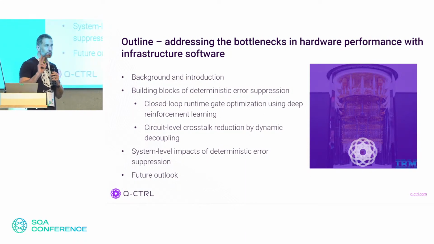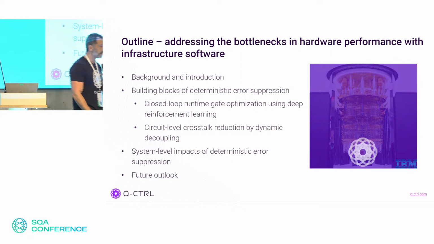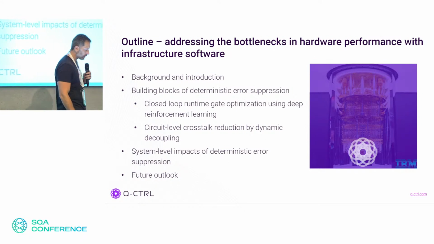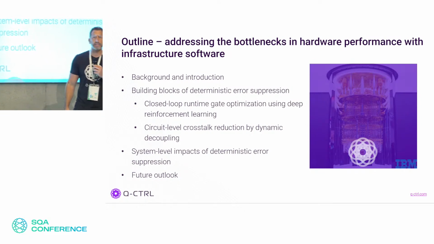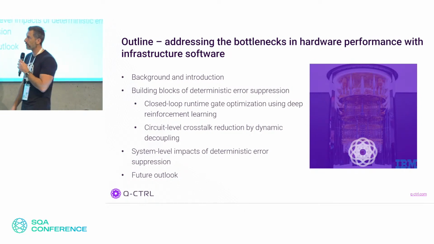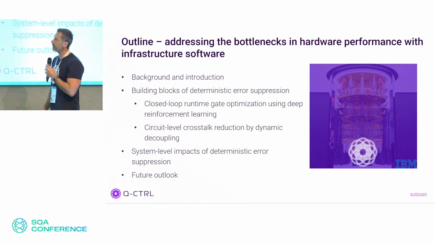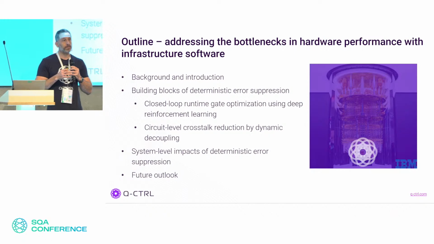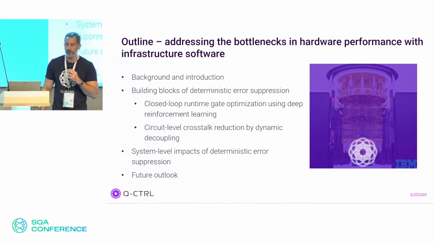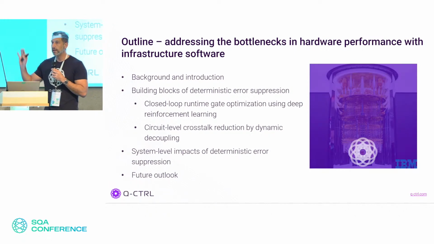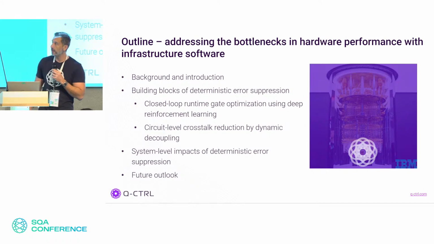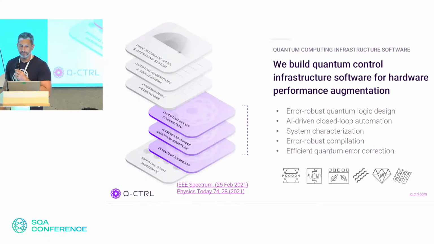I'll talk about 2 specific building blocks of deterministic error suppression relating to how we use AI agents in closed-loop fashion to redesign quantum logic operations on superconducting machines. I'll talk about crosstalk elimination at the circuit level, and then I'll put the pieces together and explain how they ultimately derive benefits. And I do want to point out that all of the experiments I'll show you today are based on the long-standing partnership we've had with IBM.